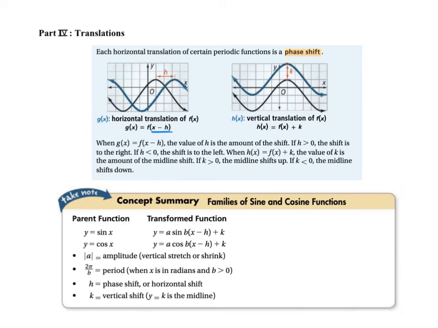And then a vertical translation is when you add or subtract a number on the outside of the function. It will shift it up or down. And then in this box, all the transformation properties are put into one place.